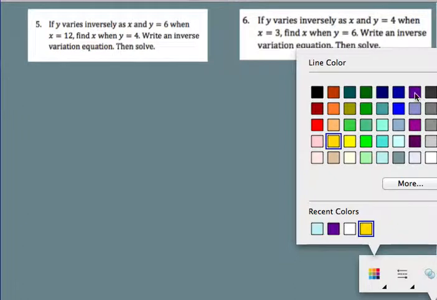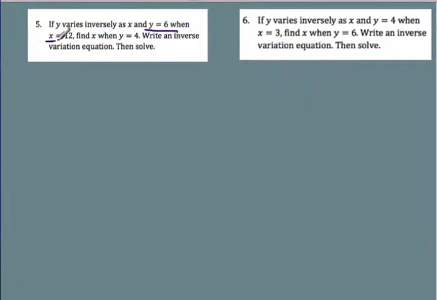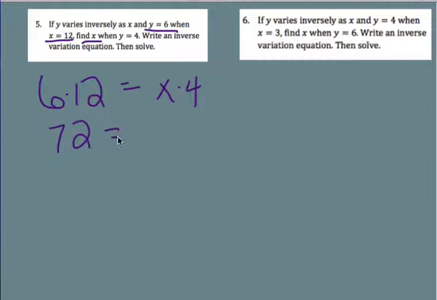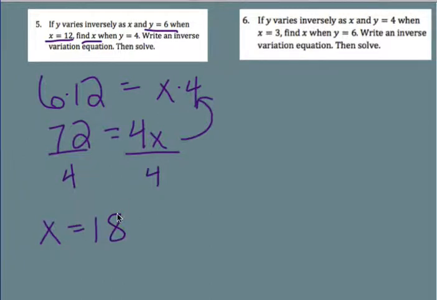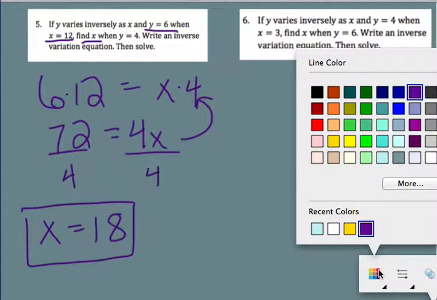Setting up number 5. I have y is equal to 6 when x is equal to 12, so I'm going to have 6 times 12, and we want to find x when y is equal to 4. Remember, this is just using that product rule. So 6 times 12 is going to give me 72, and that's going to be equal to 4x. 4x is the same as x times 4. So then we're going to go ahead and divide both sides by 4. 72 divided by 4 is going to give me 18. So here I get that x is equal to 18.